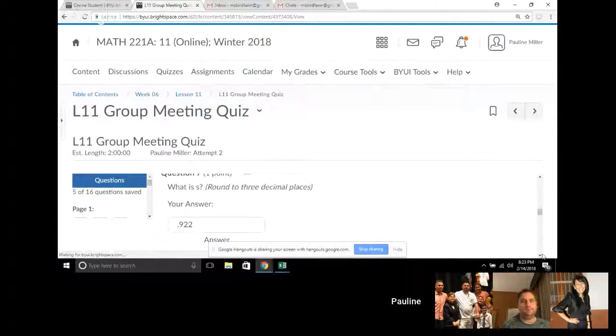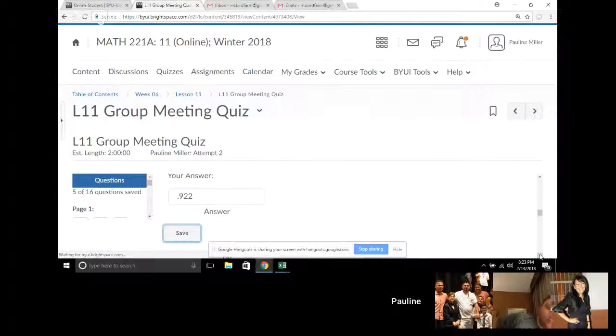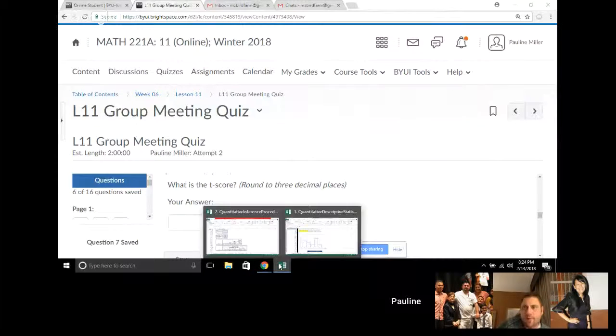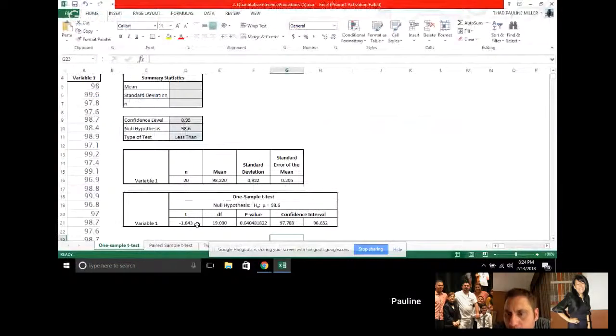So then, what is the T-score? Go back there. Yeah, it's right there as well. Did you get that number? Yes, it was negative 1.843. Yes, that's it. Negative 1.843.